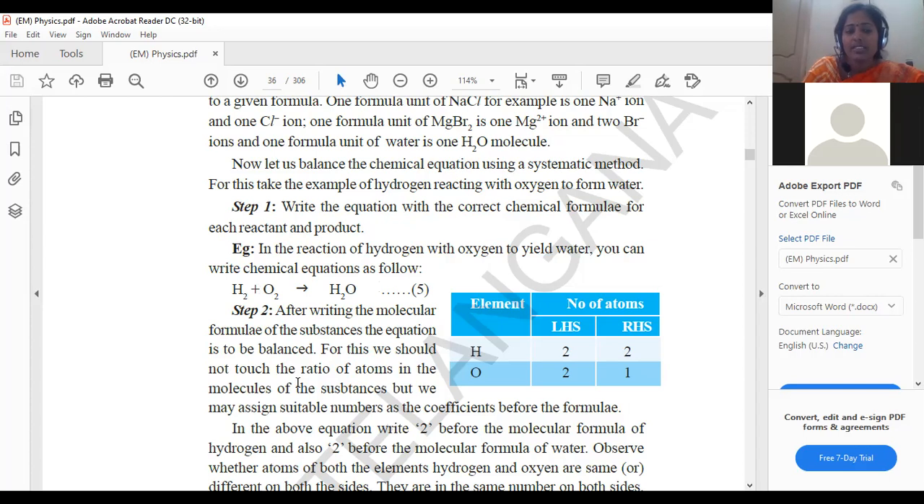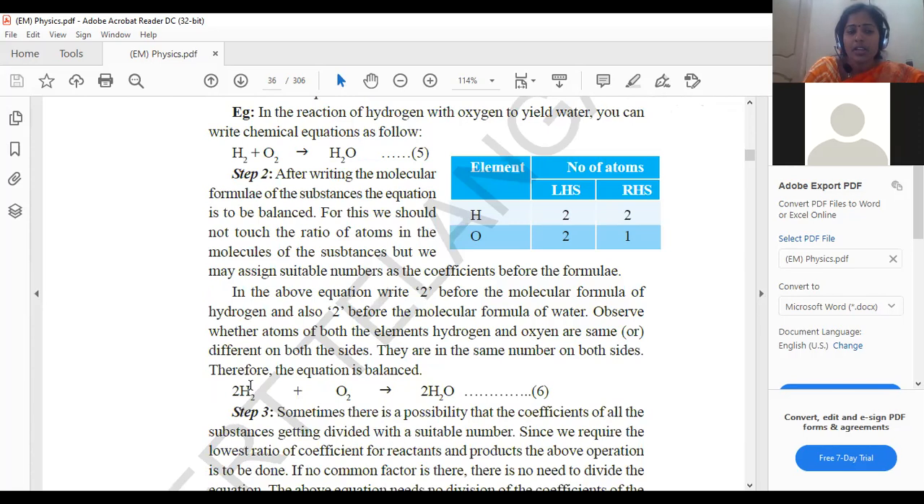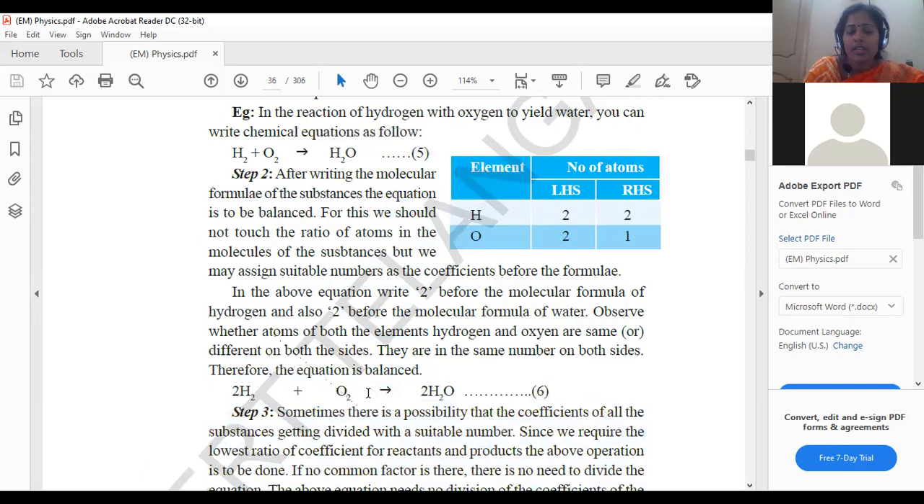Step 2, we have to balance this. How can we balance this? Let us see. Here, 2H2 plus O2 gives rise to 2H2O we are indicating. Whenever 2 H2 are taken, total hydrogens are 4 in this. Here we have 4 hydrogens and 2 oxygens. Here 2 oxygens. So the equation is in balanced state now. This equation is balanced now.